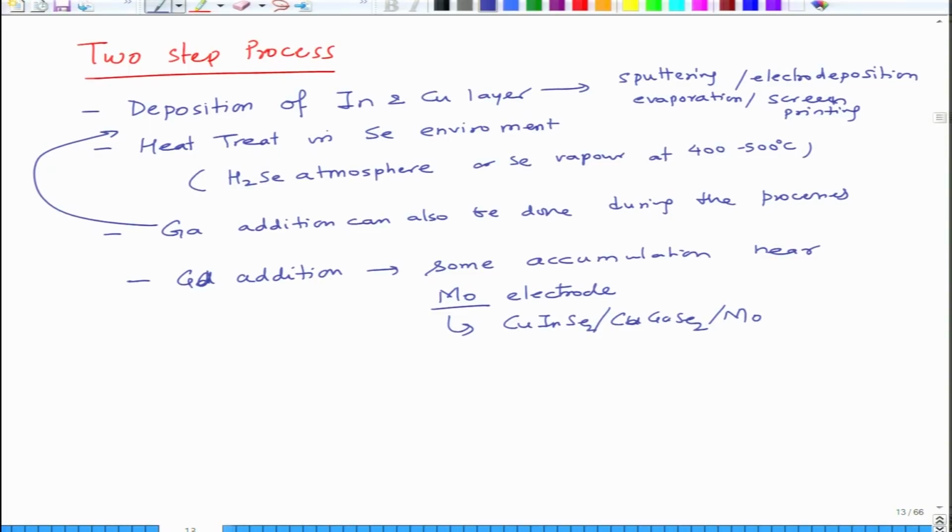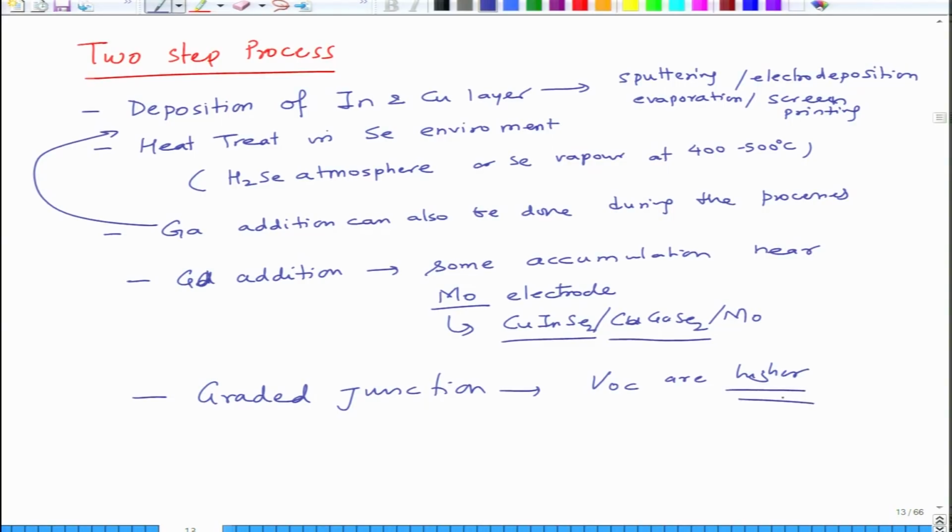So, near Mo first you have CuInSe2, then you have CuGaSe2, then you have CuInSe2. This tends to improve the adhesion. So, this is sort of a graded junction you will make. First a layer of CuGaSe2, then a layer of CuInSe2. You can do it this way, but you can also do it together. Generally, if you have a graded junction like this, then voltages are higher. It is a very well standard process.